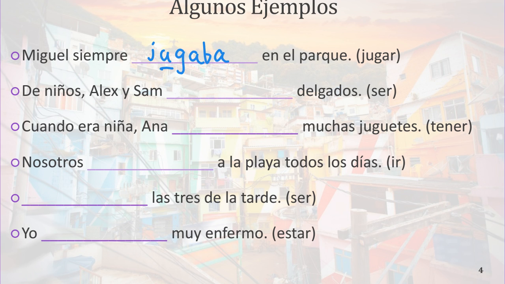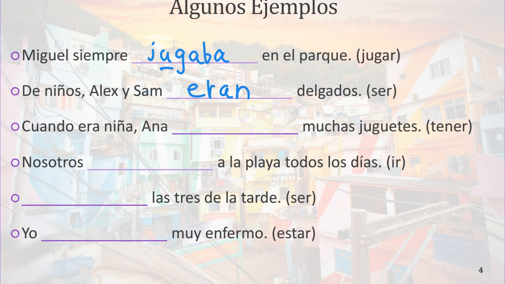De niños, Alex y Sam ser delgados. All right, now this is a description. We're describing what Sam and Alex used to be like when they were kids. And so we're going to use the imperfect tense here. And we're going to conjugate the verb ser to match ellos. And it is an irregular verb in the imperfect tense. So we need to remember that it's eran. So de niños, Alex y Sam eran delgados. As children, Alex and Sam were thin.